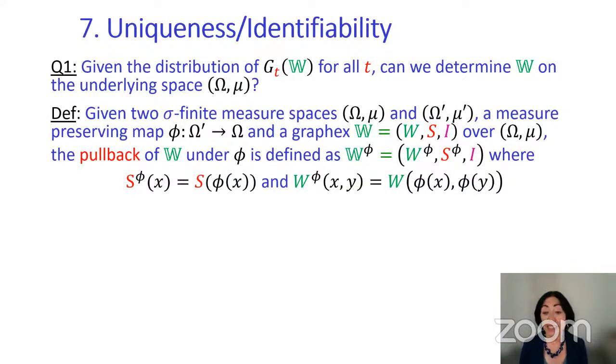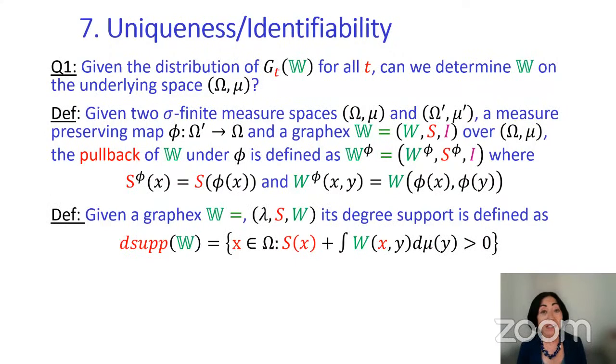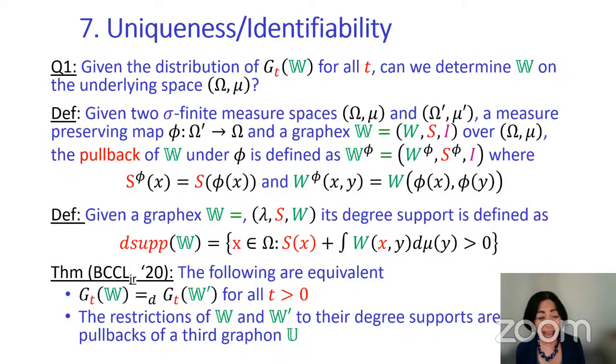And so it turns out that given 2 sigma finite measure spaces, a measure preserving map and a graphon, the pullback of W under phi is just as you would expect. It's a pullback of the one variable function and the pullback of the 2 variable function. And given a graphex X, I say that its degree support is defined as the set of the x's for which the star weight at that point and the integral of all other edges into that point is positive. And the following turn out to be equivalent. If the restrictions of W and W prime to their degree supports are pullbacks of a third graphex, then the two graphexes X are equal. So that is the uniqueness.